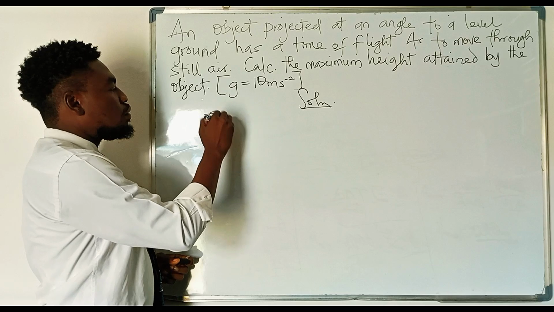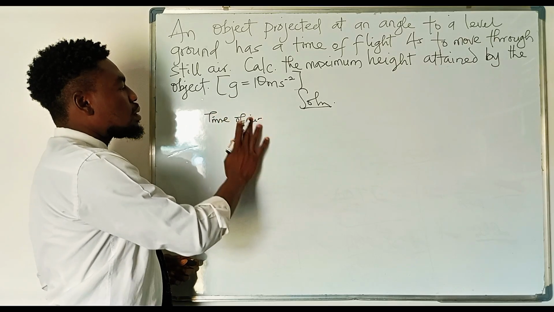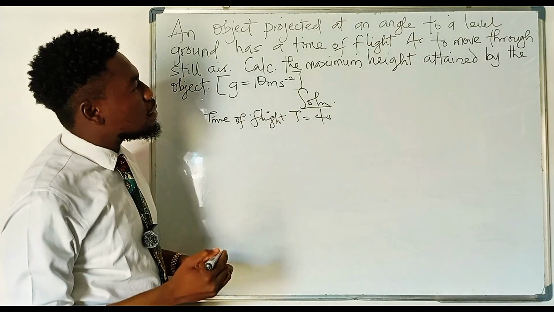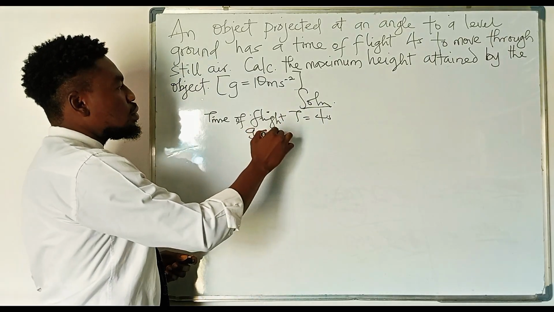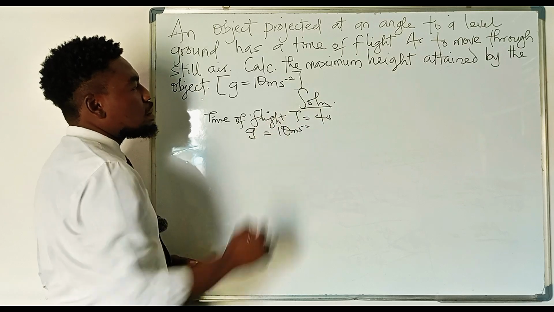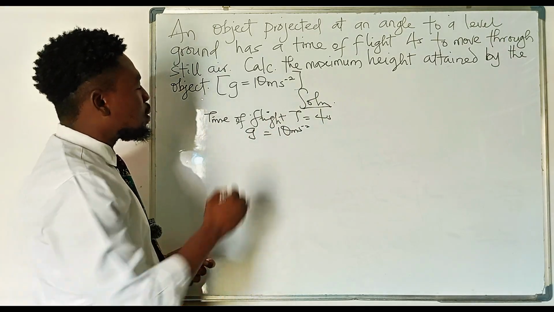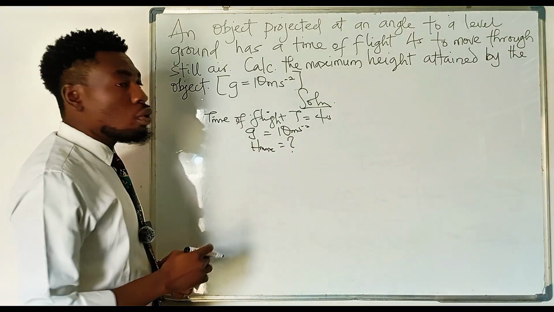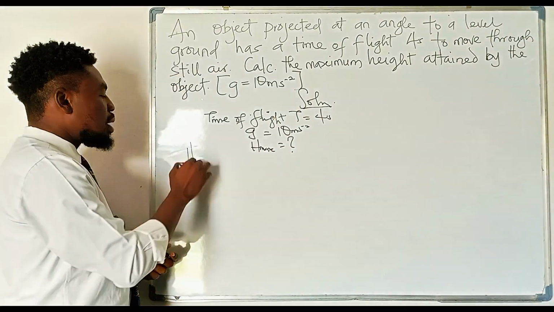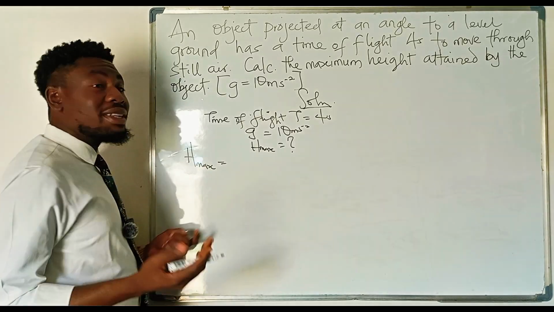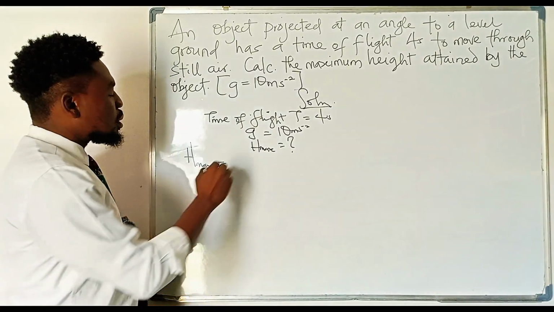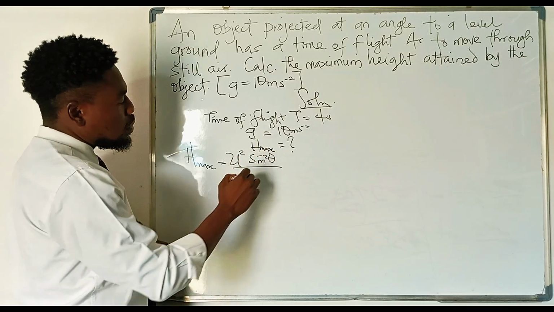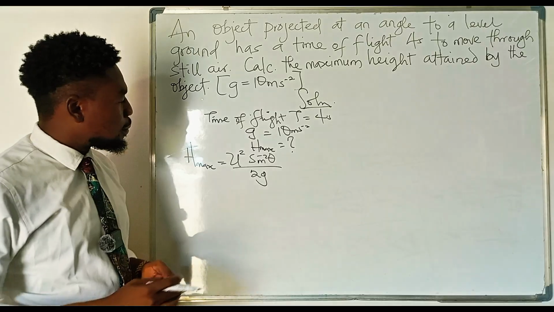We have what? Time of flight. The given values: time of flight, t is equal to 4 seconds. What else is given to us? Acceleration due to gravity, 10 meters per second square. And they said we should calculate what? H max, right? So we can go straight to the formula and say that H max, which is maximum height in short, is U square sine square theta all over 2g.